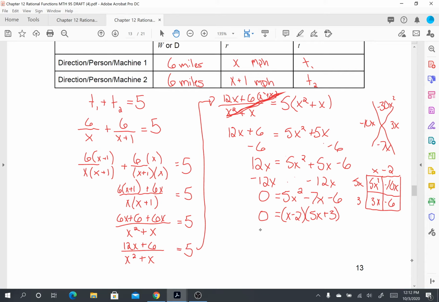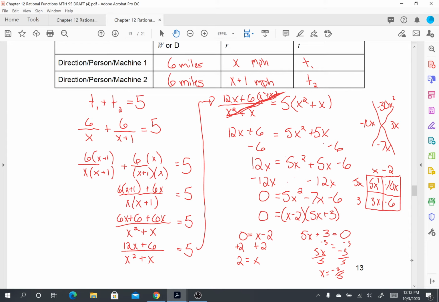And so I will say that 0 could equal x minus 2. So x could equal 2. And I could do the same thing over here. 5x plus 3 equals 0. And subtracting 3 and dividing by 5, x equals negative 3 over 5.